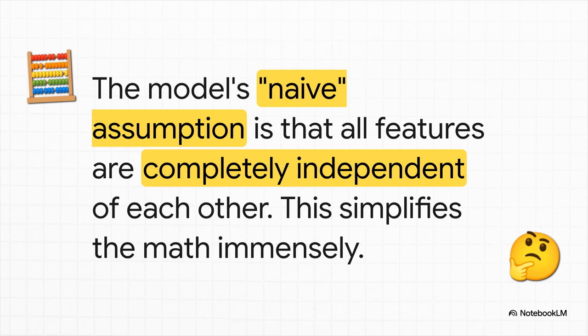So why do we call it naive Bayes? Well, it's because it makes this one huge simplifying assumption. It assumes that all the clues are totally independent of each other. So in our example, it assumes that having whiskers has nothing to do with whether an animal meows. Now, in the real world, that's not always true, is it? But this naive shortcut makes the math way, way easier, and you know what's funny? It works surprisingly well in a ton of real-world situations.